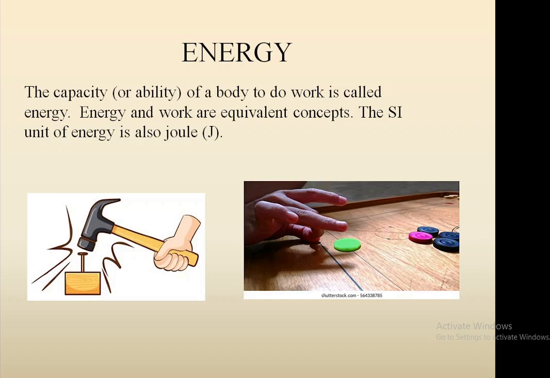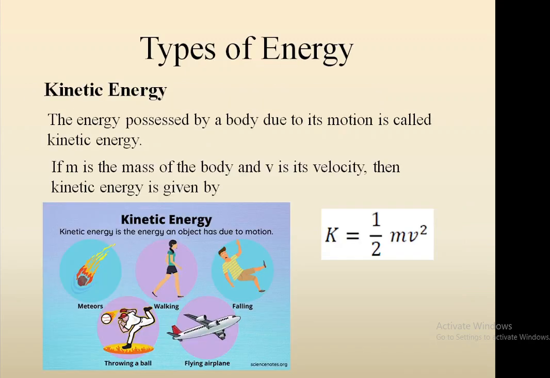Now we are going to see what the different types of energy are. Energy can exist in many forms, but it can be broadly classified into two categories. One is kinetic energy, and the second one is potential energy. Let us see what kinetic energy is.